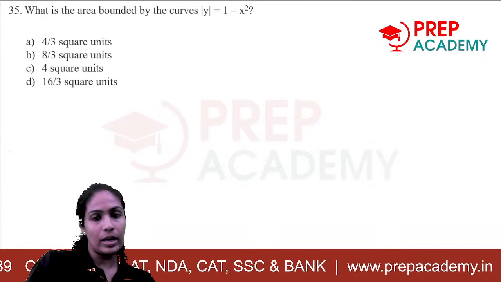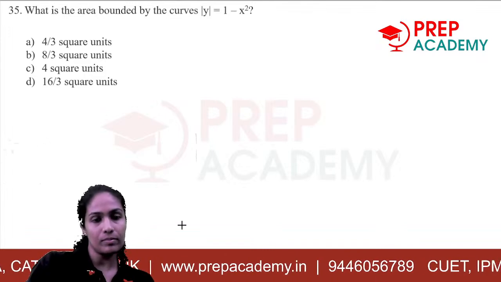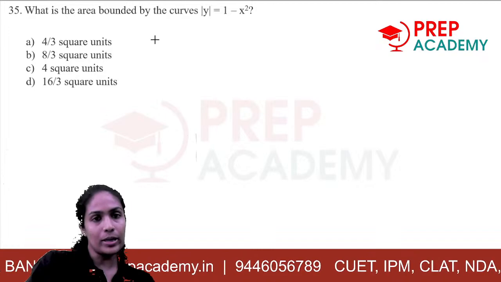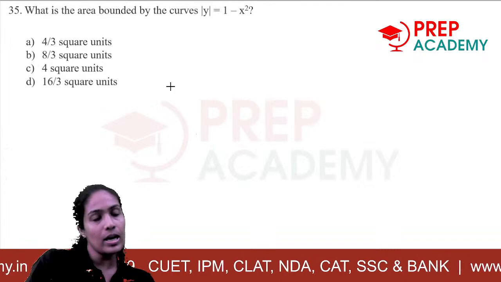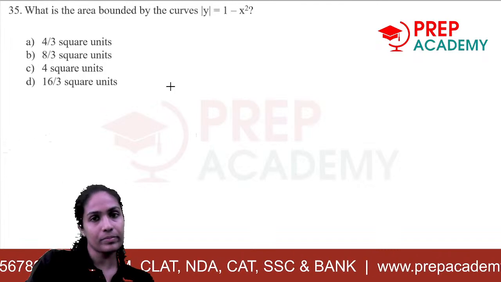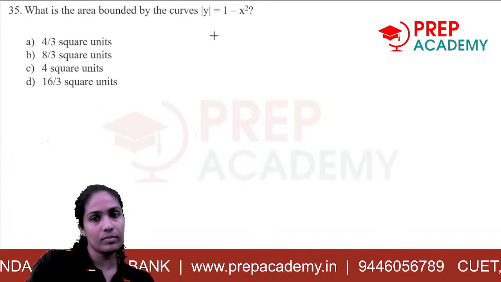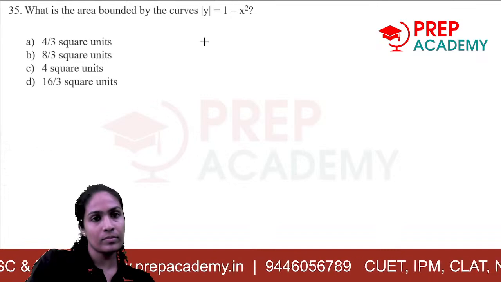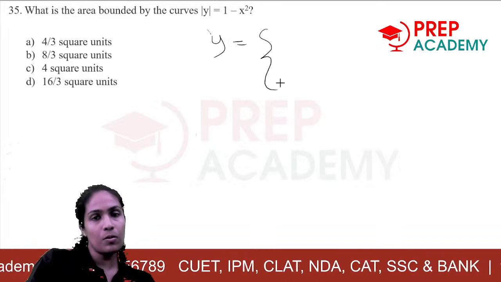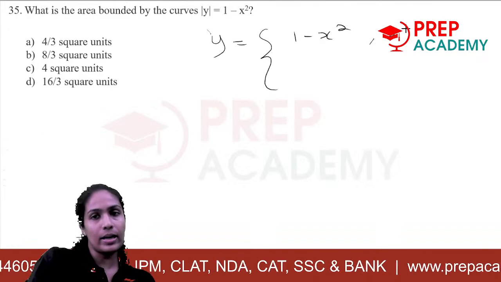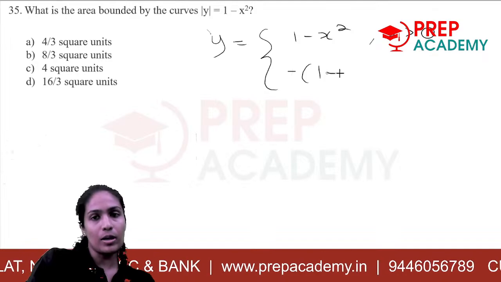Now next question. Area bounded by the curves mod y equal to 1 minus x square. Option A 4 by 3 square units, option B 8 by 3 square units, option C 4 square units, and option D 16 by 3 square units. So mod y equal to 1 minus x square means y is equal to 1 minus x square, and also y is equal to minus of 1 minus x square.